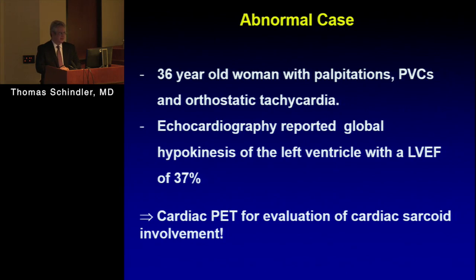So that's now a case, a 36-year-old woman with palpitations, PVCs, orthostatic tachycardia. On echocardiography, she had suddenly hypokinesis of the left ventricle, 37%, and she was African American. And African Americans have a high prevalence of cardiac sarcoid or sarcoid disease in general. In Europe, it's actually the Scandinavian population, like in Sweden or in Finland.